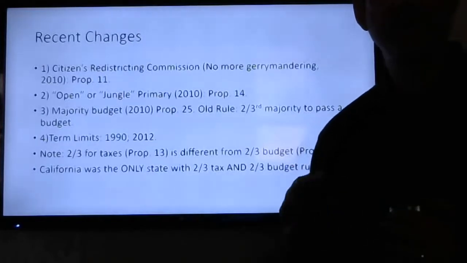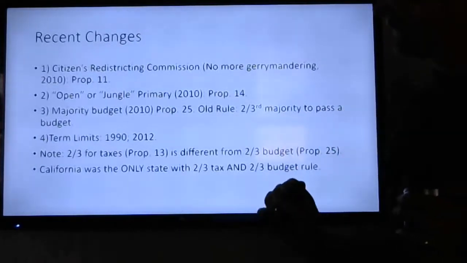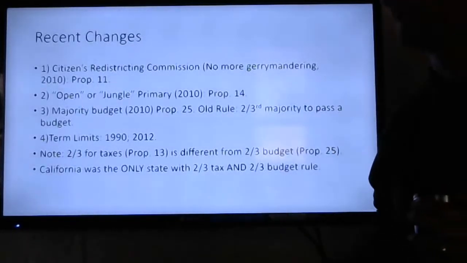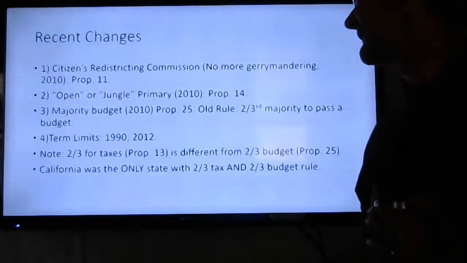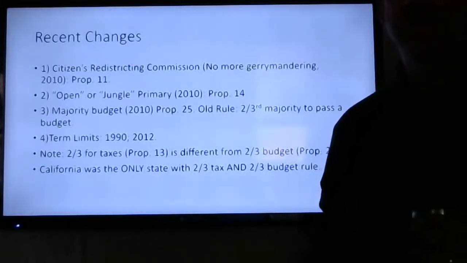You saw a similar version of this in the last one. You probably want to take notes on this slide because there's a lot of action here, and I'm going to be going through all of these different things as I go. So first, Citizens Redistricting Commission, no more gerrymandering. I'm going to talk about this. Second, the open or jungle primary, changed how we do our primary elections.